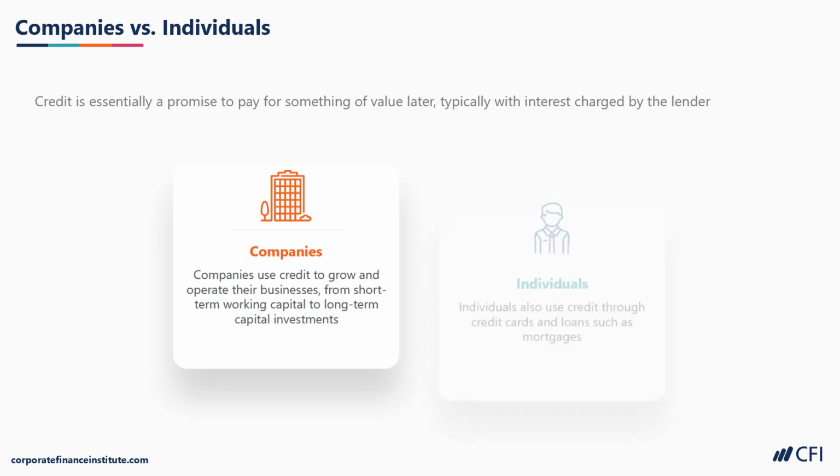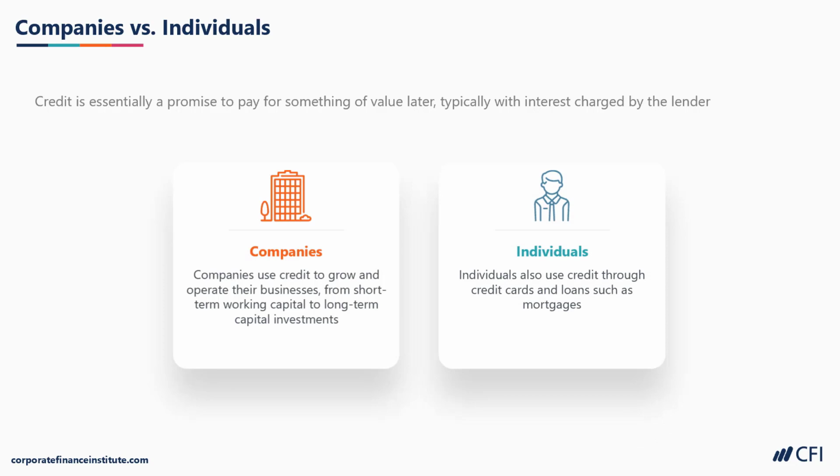Now, on the other side here, we have individuals. Individuals also use credit. They may have credit cards for managing their day-to-day expenses, or they may have longer-term loans such as mortgages. If they want to make a major purchase like buying a car or buying a house, they'll often use credit to facilitate that purchase.